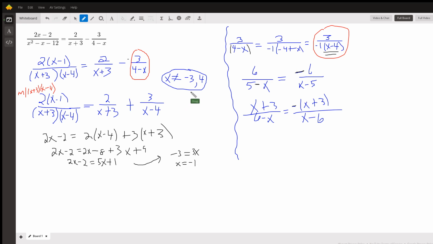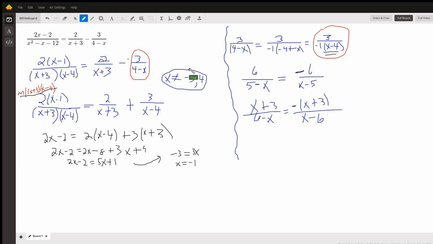Okay, so there we have the equation written in factored form. Now I'm going to clear the equation of fractions by multiplying every term by the LCD of all the denominators, which happens to be x plus 3 times x minus 4.